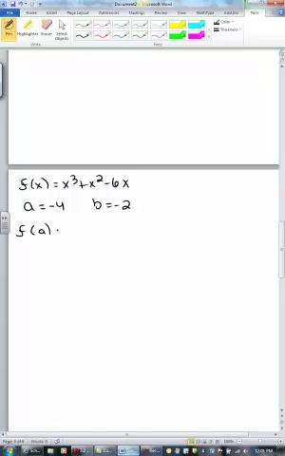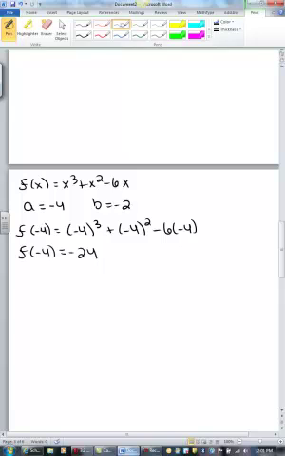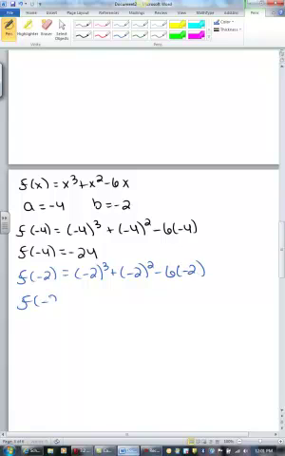So f of A, we know that A is -4. So f of -4 equals -4 cubed plus -4 squared minus 6 times -4. So f of -4 equals -24. So that's the first part. The next thing we need to do is determine f of -2. We do it the same way. -2 cubed plus -2 squared minus 6 times -2. We get f of -2 to equal 8.